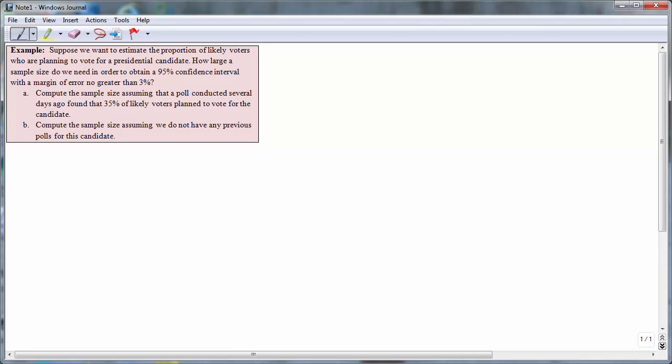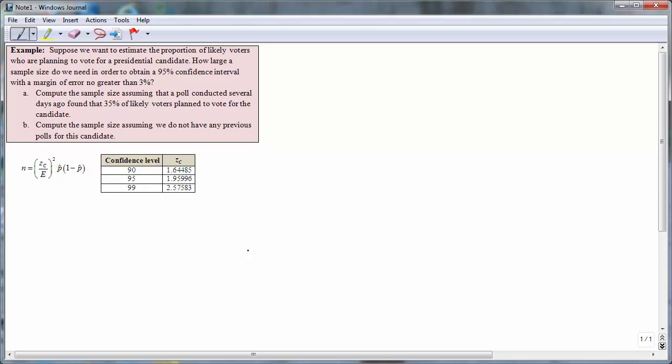To do this, we're going to use the formula for the sample size presented in the course notes and in the textbook. In the formula for sample size, n represents the sample size, z sub c is the number of standard deviations needed to achieve a particular level of confidence, and those values are shown in the table to the right. E is the desired margin of error, and p hat is the sample proportion.